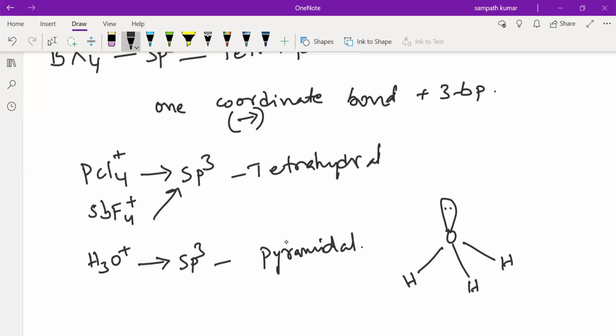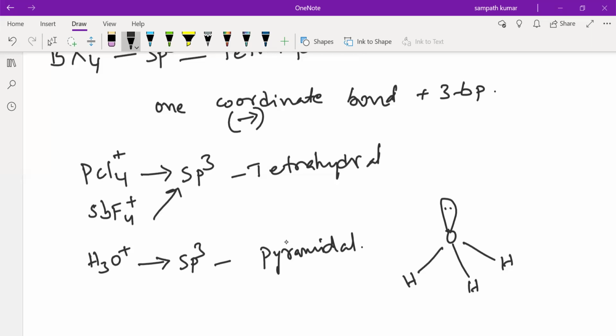sp3 hybridization with one lone pair of electrons is pyramidal geometry. And as well as this also, next molecule. Sir, sp3 hybridization.